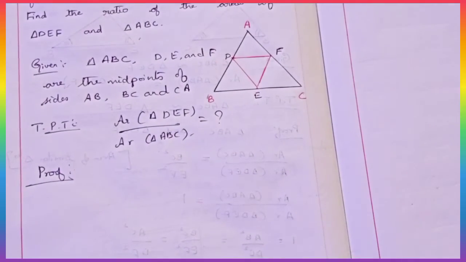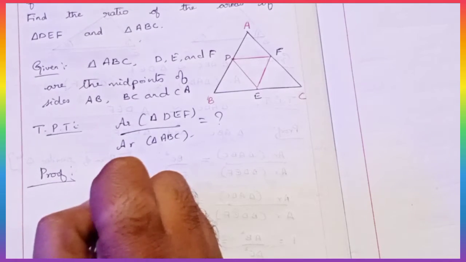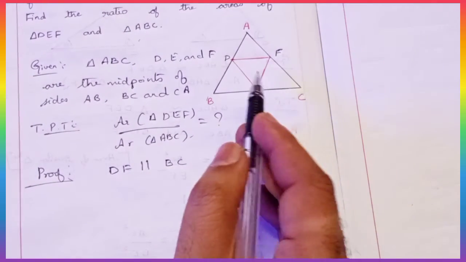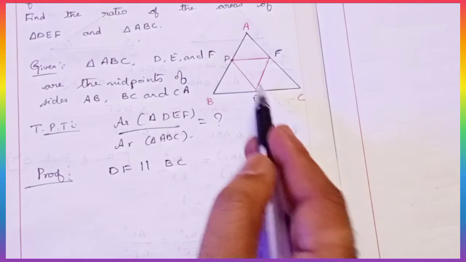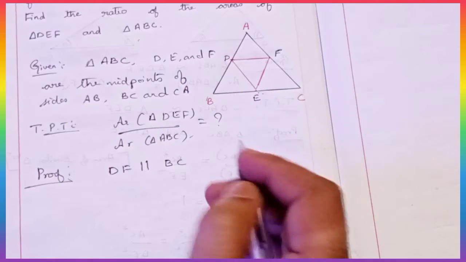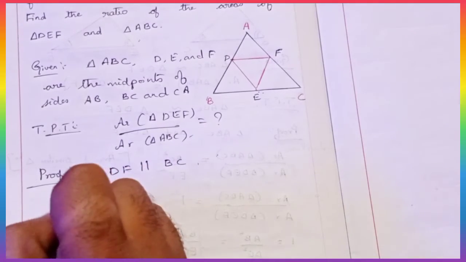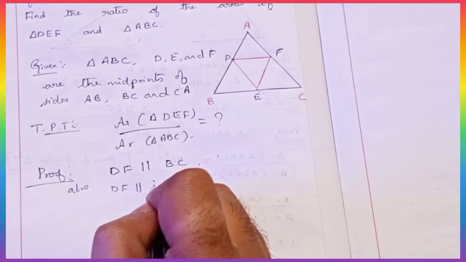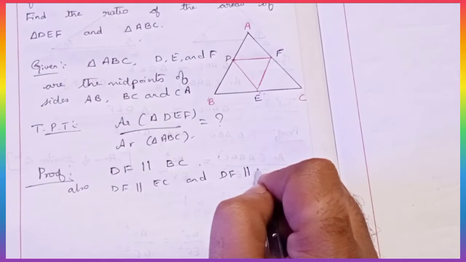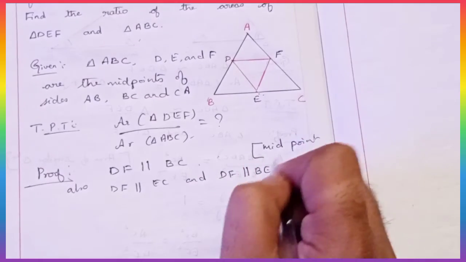So, by using the midpoint theorem, we can write: DF is parallel to BC, and DF is parallel to BC means then obviously DF is also parallel to EC as well as BE, correct? This can be written as DF is parallel to EC and DF is parallel to BE. So this is by the midpoint theorem.